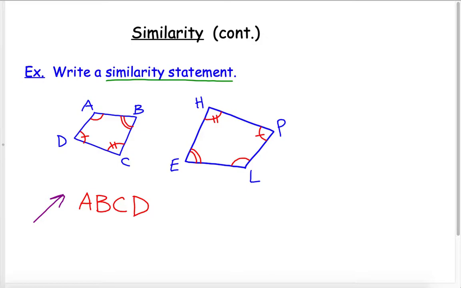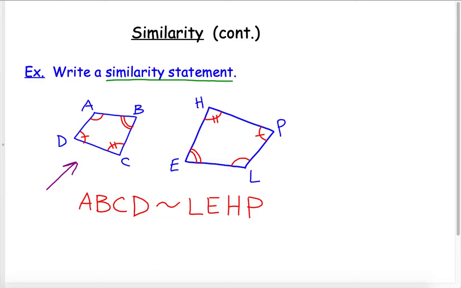So once I decide to do that, so A, B, C, D is similar to, and now here's where I have to make sure I match things up. So A matches up with L, so that's going to start the second one. And then I'm looking at B. B has this double mark, so that would be E. And then I look at C. C has this mark here that matches with H. And then obviously P would be the last one. So ABCD is similar to LEHP.